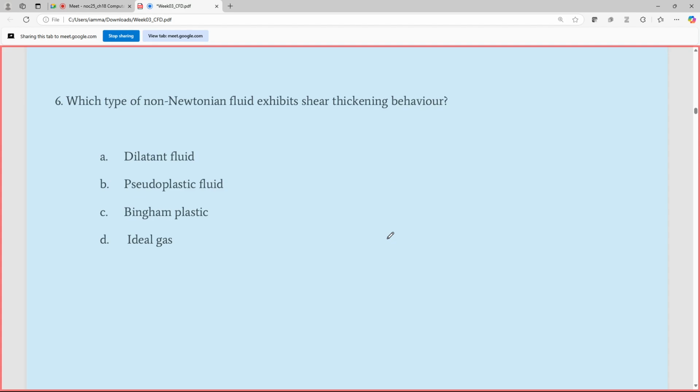Next question, on the type of non-Newtonian fluids. Which type of non-Newtonian fluid exhibits shear thickening behavior? Option A, dilatant fluid. Option B, pseudoplastic fluid. Option C, Bingham plastic fluid. Option D, ideal gas. So the question is, which among the following will exhibit a shear thickening behavior? You can inbox your answers.